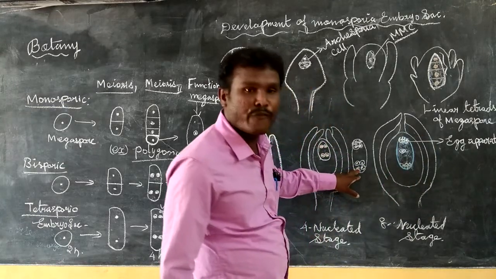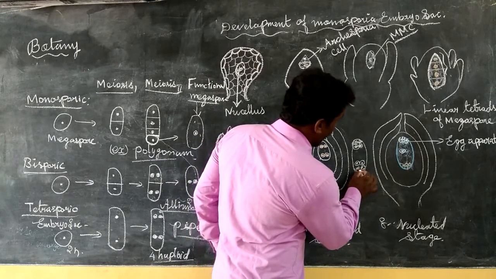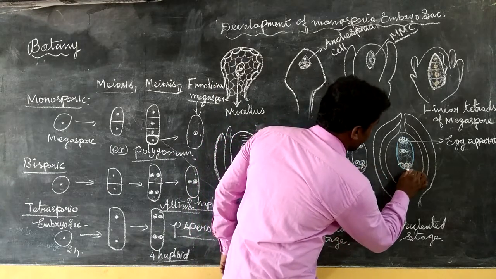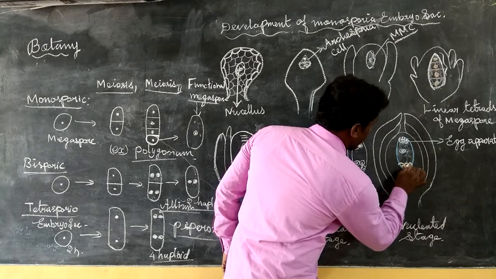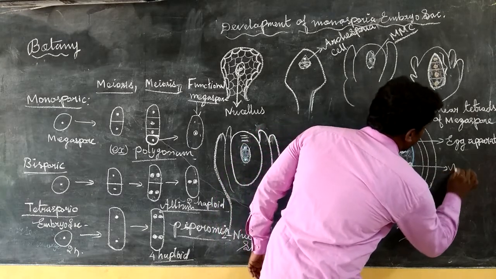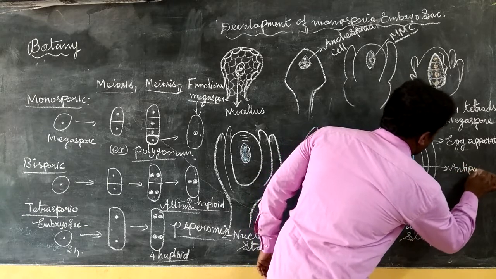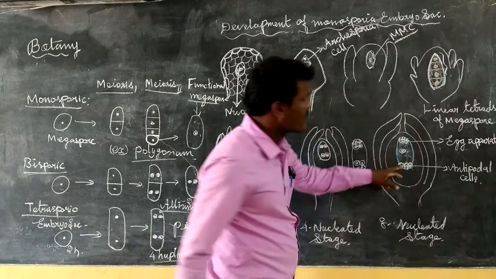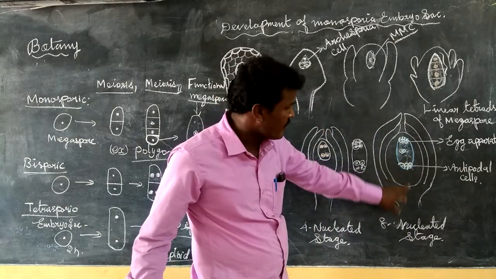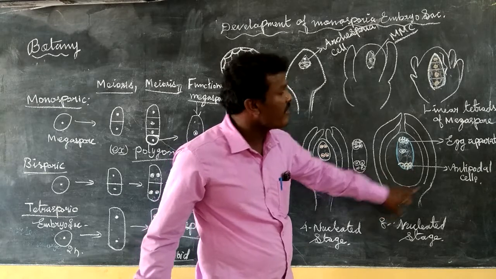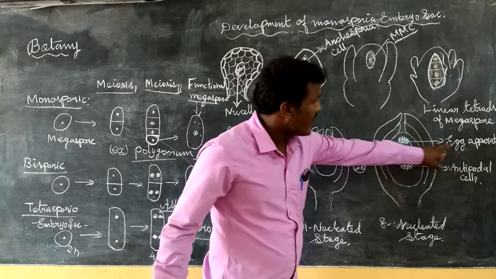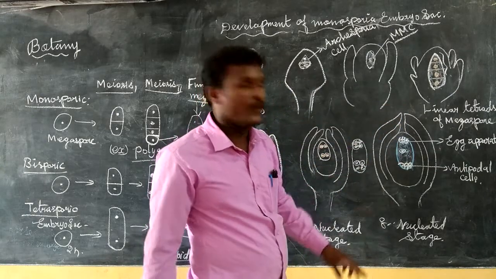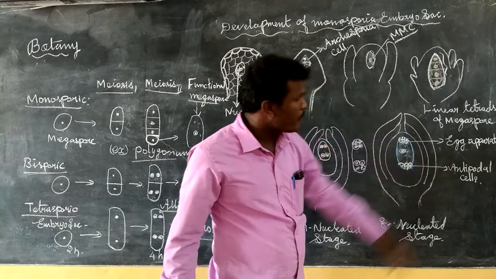Then at the lower end we have 4 nuclei now. Out of the 4, 3 of them, 1, 2, 3, form the antipodal cells. So the antipodal cells are present towards the chalazal region, and the egg apparatus is present towards the micropyle. So you should not confuse the egg apparatus and the antipodal cells.